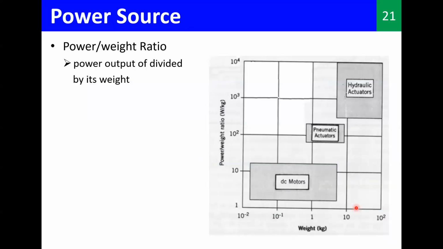And I think this is something better to know, something called power weight ratio. So this is mostly found in vehicles. When we talk about vehicles, there we talk about the power weight ratio. So if you see this graph, you can see the DC motors in this particular area, where the hydraulic actuators, the power output is also high, and the weight is also high. So just for your knowledge, I have included this.